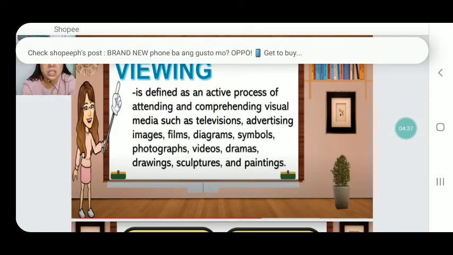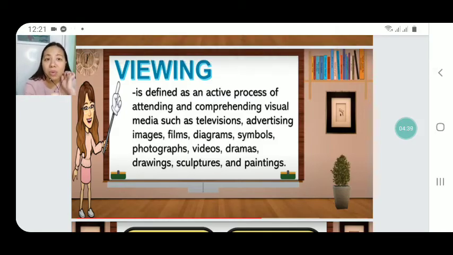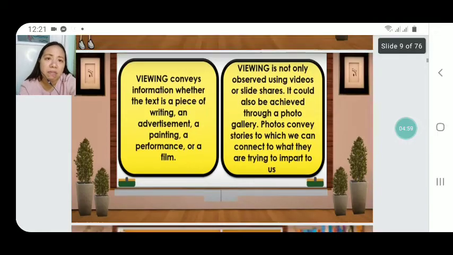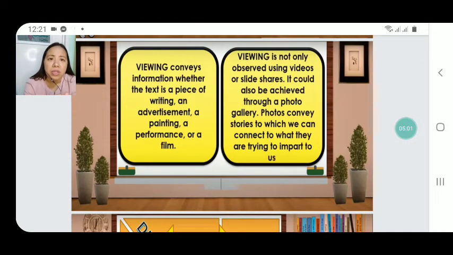So, it's not just that we watch, okay, we view, but of course, we need to comprehend and understand the information that we can get from those different media: television, advertising, images, films, diagrams, symbols, photographs, videos, dramas, drawings, sculptures, and paintings. Viewing is also defined as conveying information whether the text is in place of writing. So, pag nakita natin, di ba, may mga nakasulat, di ba? That's still part of viewing.